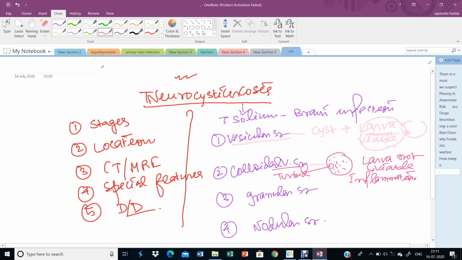Let's see the granular stage. So we have discussed the vesicular stage and colloidal stage. Vesicular stage is the cyst plus viable larva, and colloidal stage is where the cyst is present, and within the cyst we will see turbid fluid, and due to inflammation or immunity of the body the larva is dead, and so we do not see any viable larva in the colloidal stage.